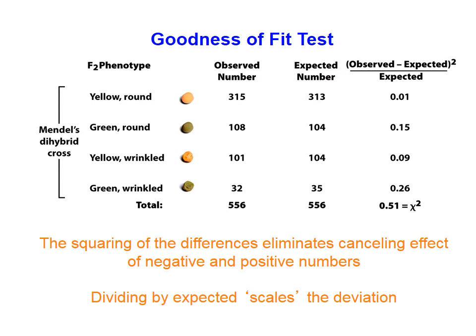But we need to test it. We need to do a goodness of fit test. This goodness of fit test is a chi-square test. And so generally when I do these, I like to organize it just like they do here in columns.